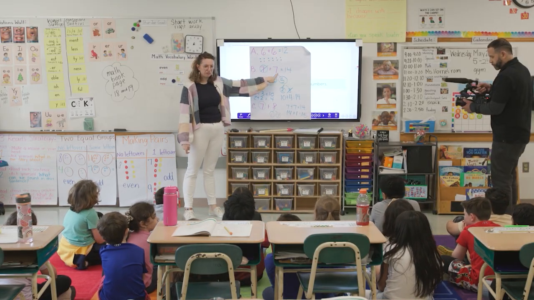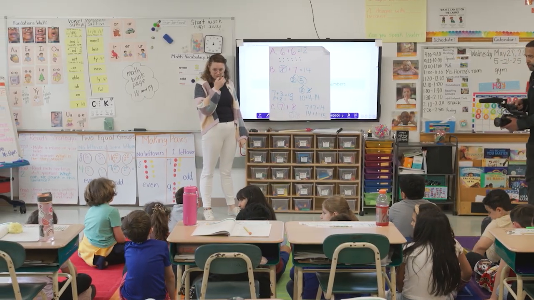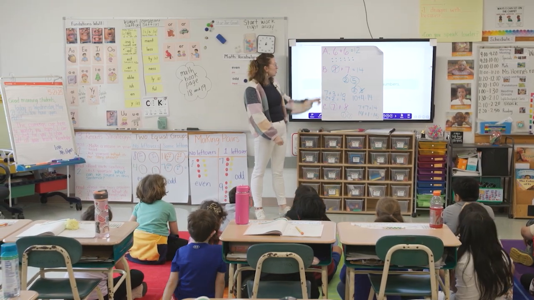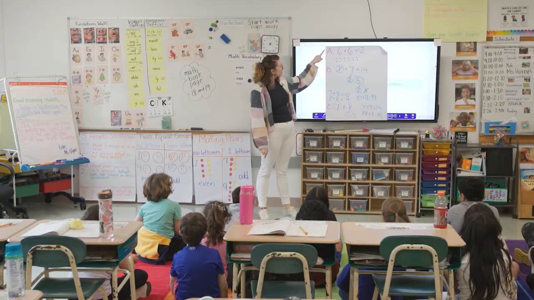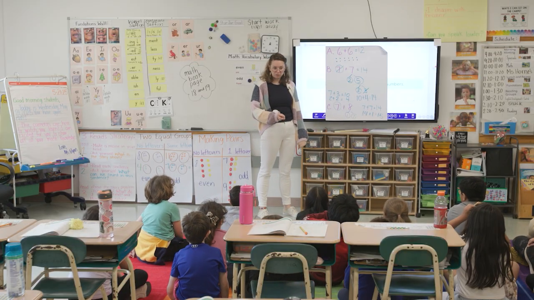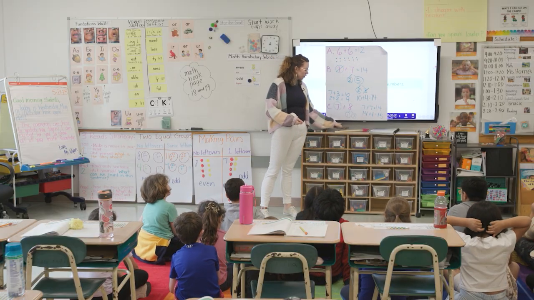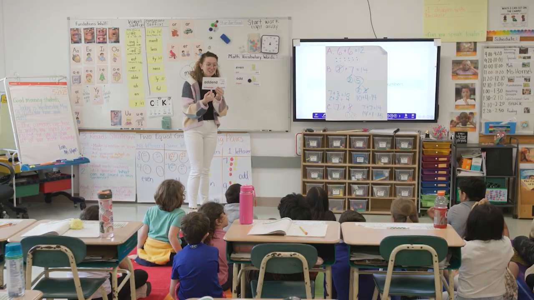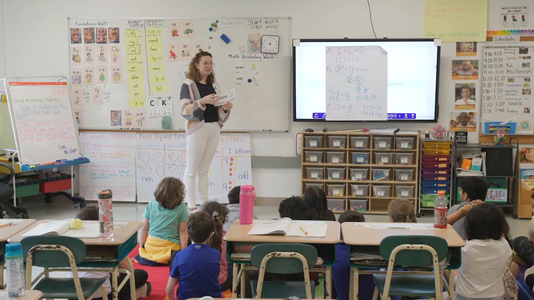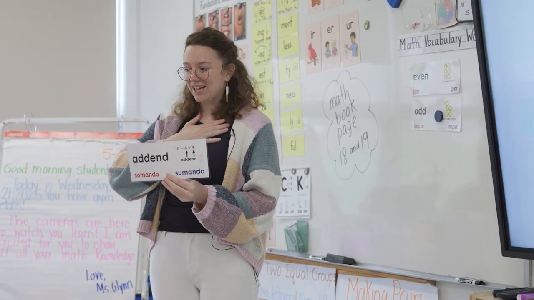6 and 6, 7 and 7. What do you notice? Swenson? 6 and 6 are the same number, and 7 and 7 are the same number. Yeah. So both of these expressions A and B have the same addend. Okay? So 6 and 6 is an addend, and that is a new word that we're learning today. So we're going to learn a new math vocabulary word today. It's called addend. Can you repeat after me? Addend. Addend.